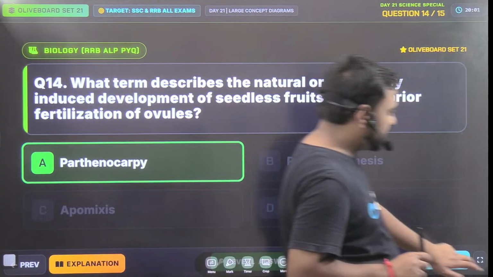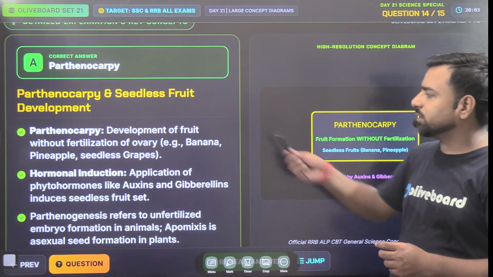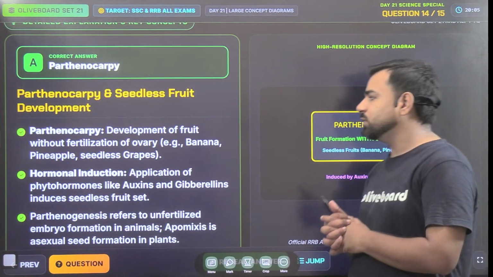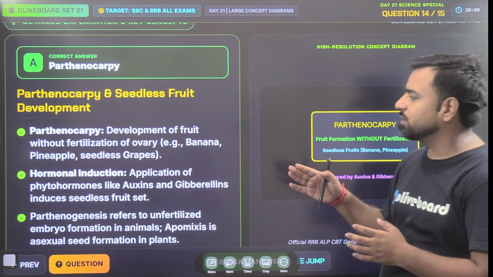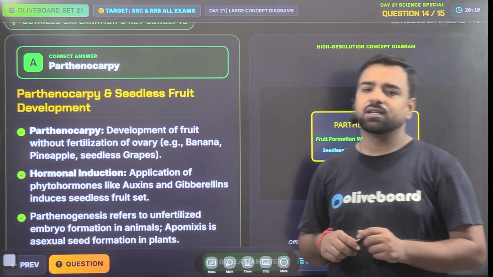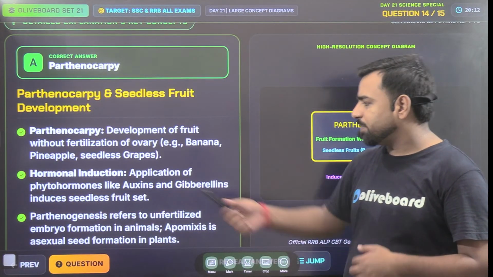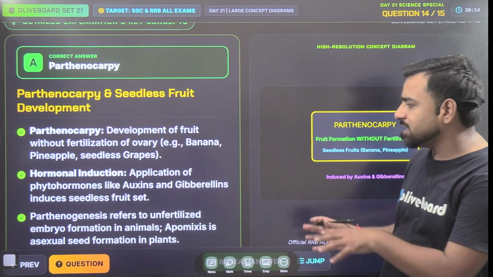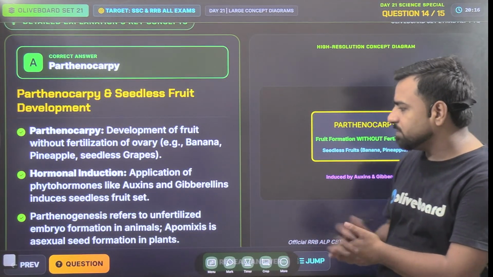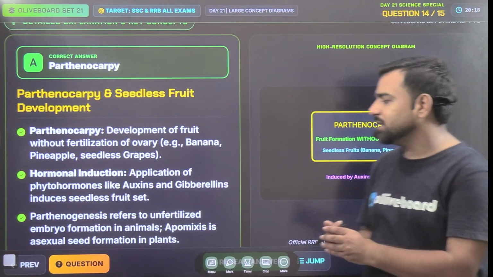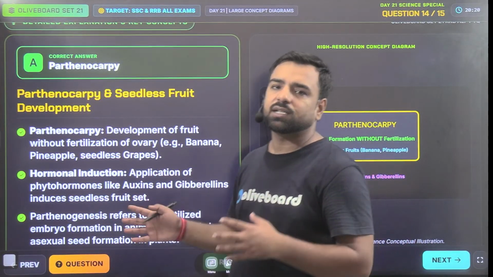But let's go with the explanation now. That's the development of the fruit without fertilization of the ovary, like banana, pineapple, or seedless grapes where seeds are not there. That's parthenocarpy. Parthenogenesis refers to the unfertilized embryo formation in animals. Apomixis is the asexual seed formation in plants. So this was about the other options as well.